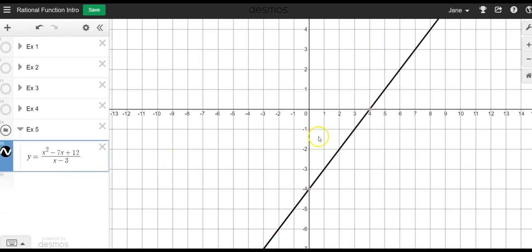This is what's known as a removable discontinuity. We have two different types of discontinuity. A discontinuity is any break in the graph. For rational functions, we have two types of discontinuities. We have what's called a removable discontinuity. In other words, there's just one little hole right here, and theoretically, we could plug in that hole with one point. The graph appears continuous except for that one hole.